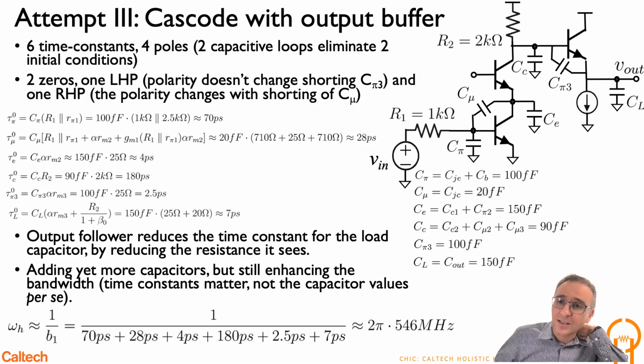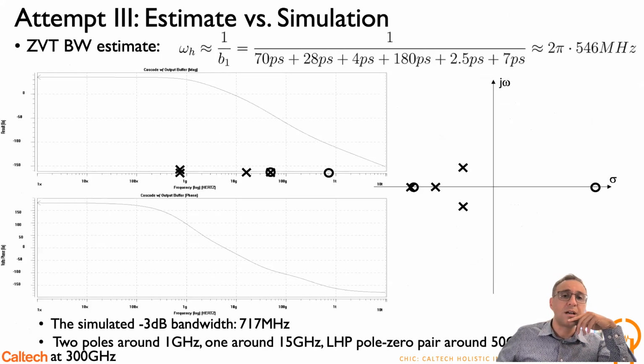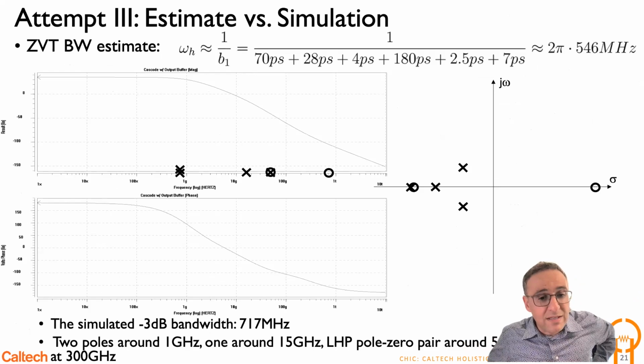You have 6 time constants because you have 6 distinct capacitors. And if you calculate them, you can see that tau L is significantly reduced. You combine these time constants to estimate the new bandwidth. You have a new bandwidth estimate of 550-ish or so. And when you simulate this, you get a bandwidth of 720 or so. So you see that it's still a conservative approximation, and it is deviating a little bit more, but the bandwidth is significantly improving.